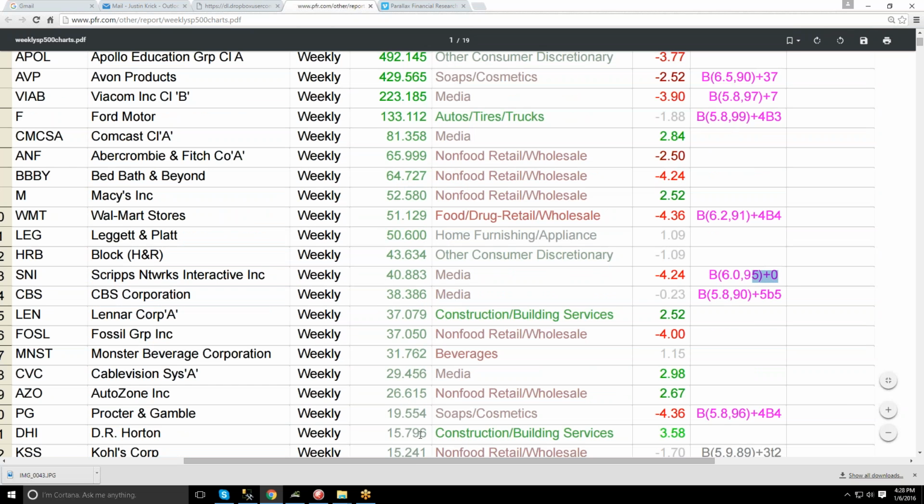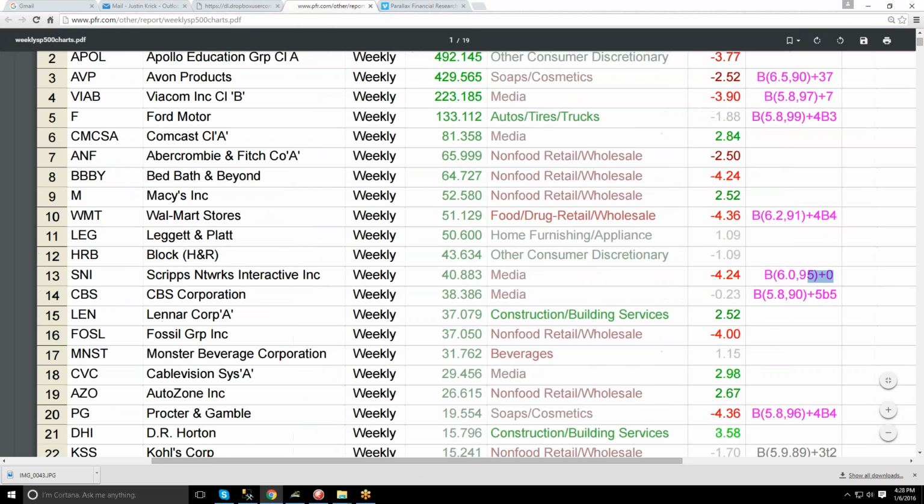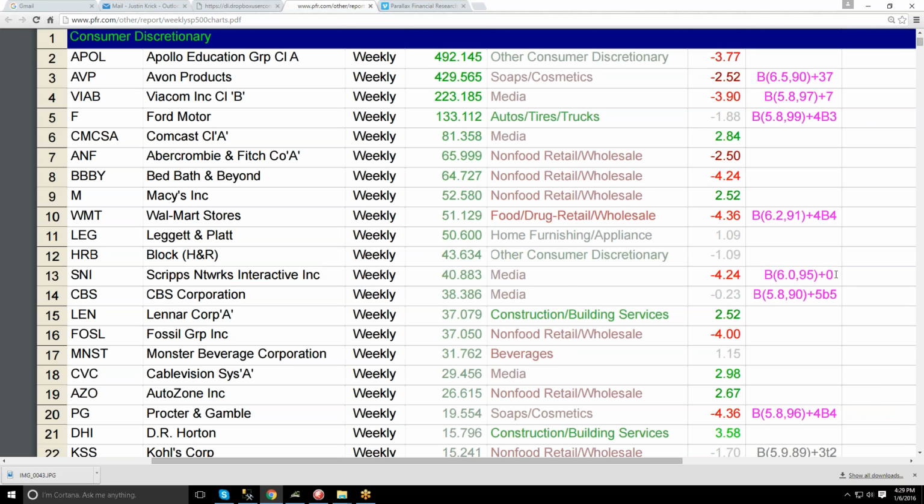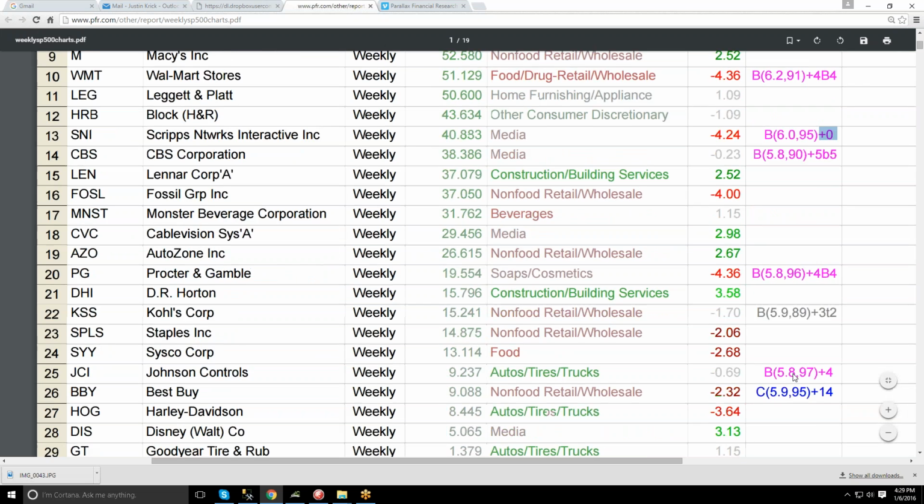So for example, this is how I would read this particular case. Scripps Network Interactive, SNI, is 40% undervalued. It's a media company and it had a bottom signal, so it's safe to say that a portfolio manager could expect it to stop trending downward at this point, and it could be safe to enter long positions given the signal just happened last week.